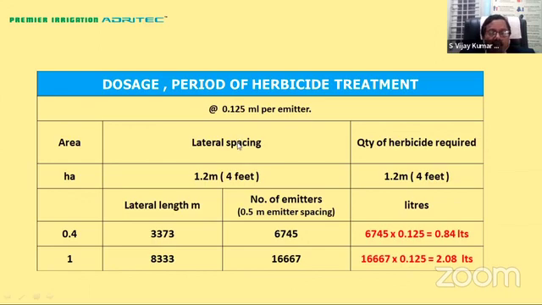And if the lateral spacing is 1.2 meters or 4 feet, and we know that in 1 acre or 0.4 hectares, the lateral length will be around 373 meters, and around 6,745 emitters will come in, assuming 0.5 meter spacing. That means roughly around 0.84 liters of pentamethylene will need to be injected. Similarly, if it is going to be a 1 hectare plot, it is going to be roughly around 2 liters. So the calculation is very simple. Just need to keep in mind this number of 0.125 ml per emitter.